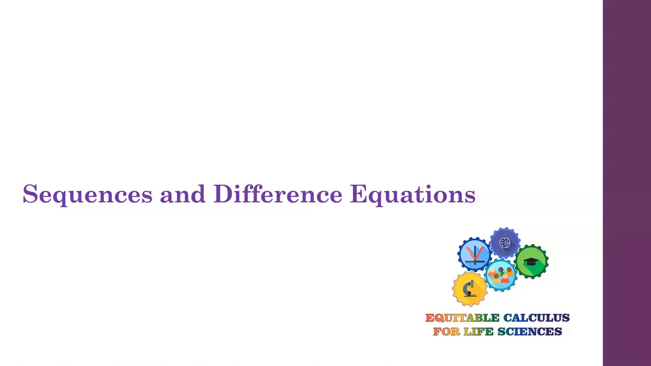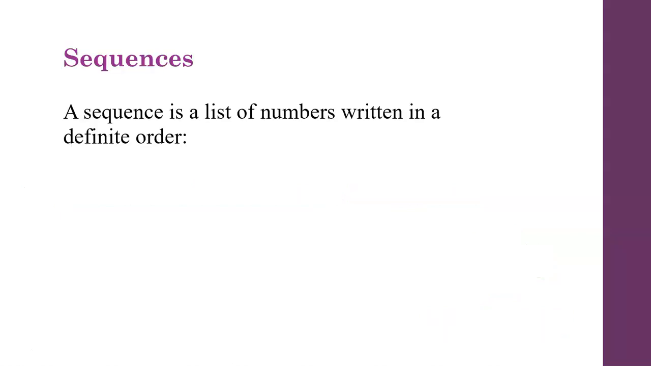In this section, we're going to learn about sequences and difference equations. A sequence is a list of numbers written in a definite order. As a notation, we usually look at the terms of a sequence and use A with a subscript. So A1, or A sub 1, is called the first term, A sub 2 is the second term, and in general, A sub n is the nth term.